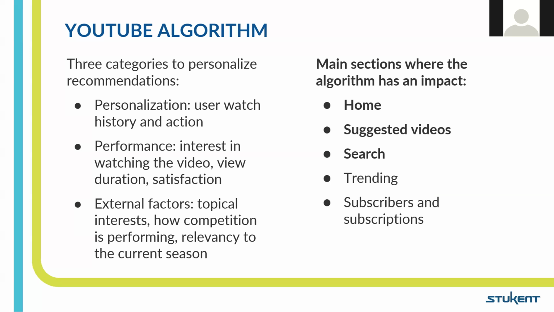Now, the homepage is just one of several different areas where the algorithm impacts what's there. You can also think about the suggested videos. So if you're watching a video, the videos are on the sidebar. Then also just search. When you search for something, how do you know what comes up as a result? Well, it's based on relevance to you, the viewer.